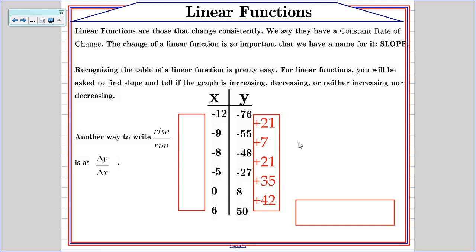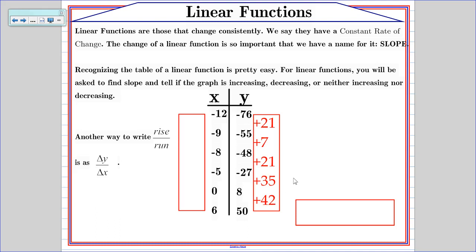So we can see this change in y. It goes up 21, up 7, up 21, up 35, and up 42. To be clear, I'm saying, how do you get from negative 76 to negative 55? Well, you add 21. How do you get from 8 to 50? Well, you add 42. If you're confused as to how to get those numbers, the easiest way is to do, say, for example, 50 minus 8 to get 42.